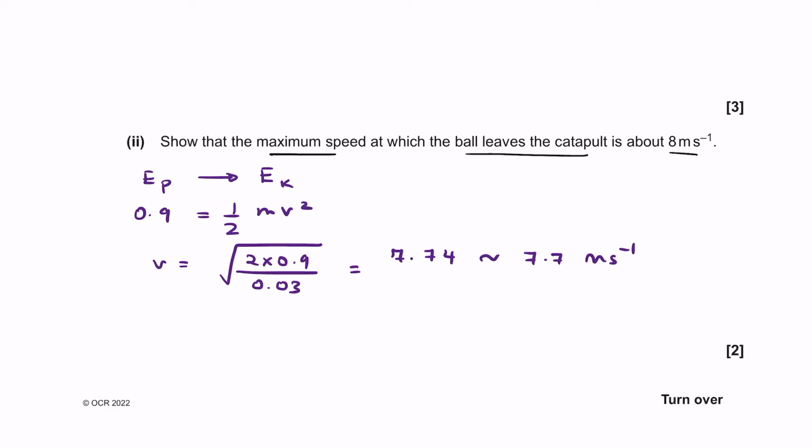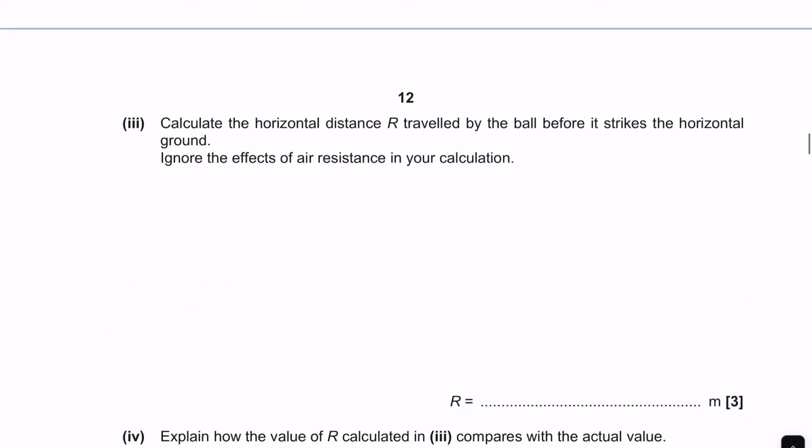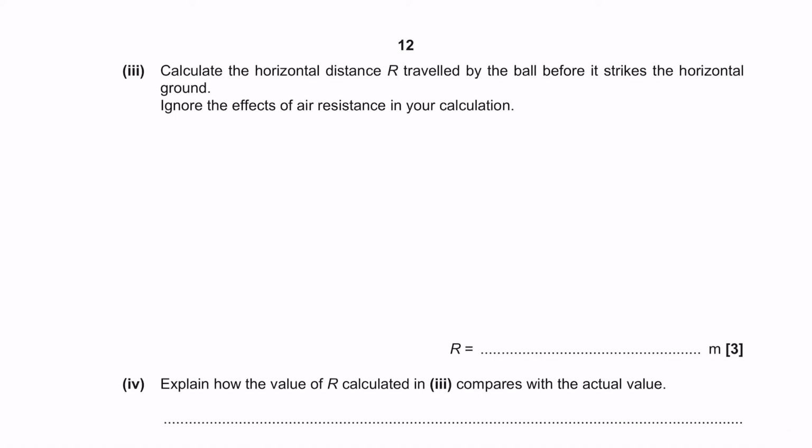So far, not so bad. Okay, let's move on to the next question, part I. In this question, we have to calculate the horizontal distance r travelled by the ball before it strikes the horizontal ground. Ignore the effects of air resistance in your calculation.